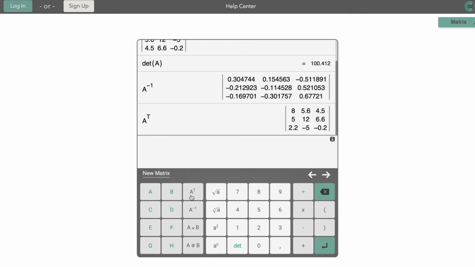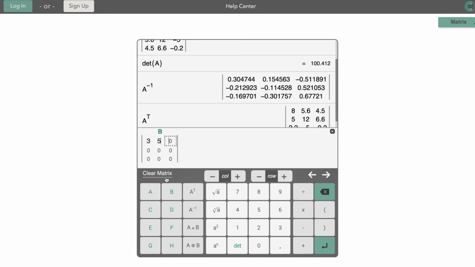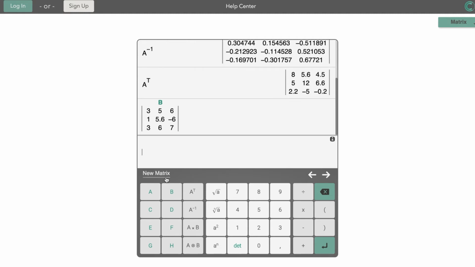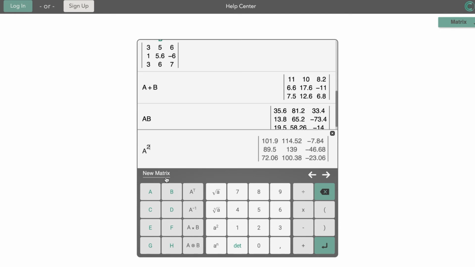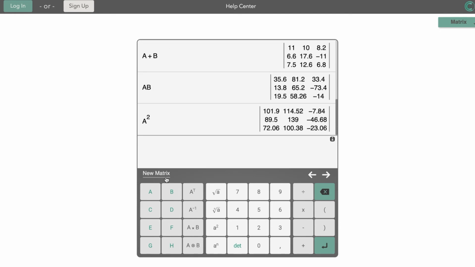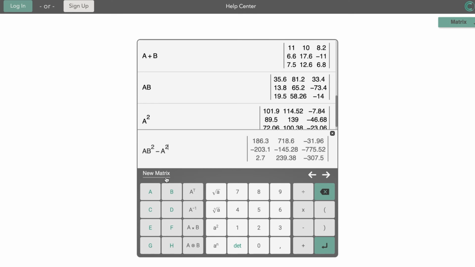Let's create a second 3 by 3 matrix so we can do some multi-matrix math. Now we can do things like matrix addition, matrix multiplication, and matrix powers. Let's have some fun and put that all together. We'll type in AB squared minus A squared B.